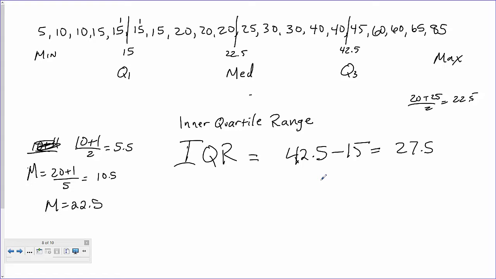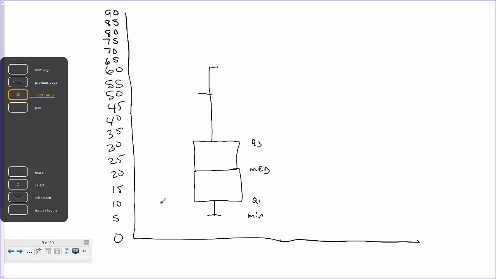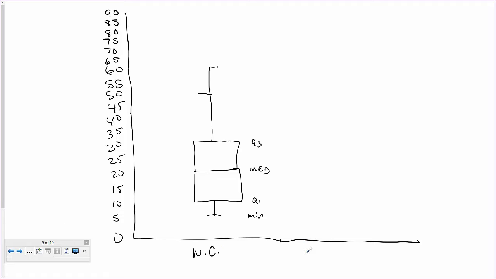By itself, none of those things really do a lot to help us see this. I'm now going to take this and put it right next to the one that we had before. So I just have to remember 5, 15, 22.5, 42.5, 85. We'll probably have to come back and look at it. But here's the one that we had before. This was North Carolina, also done on page 46, and here is New York.